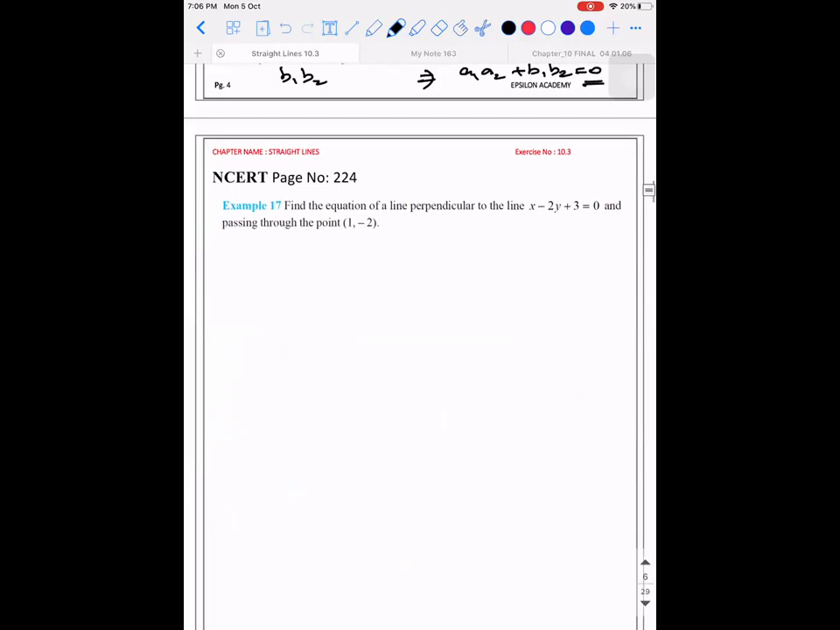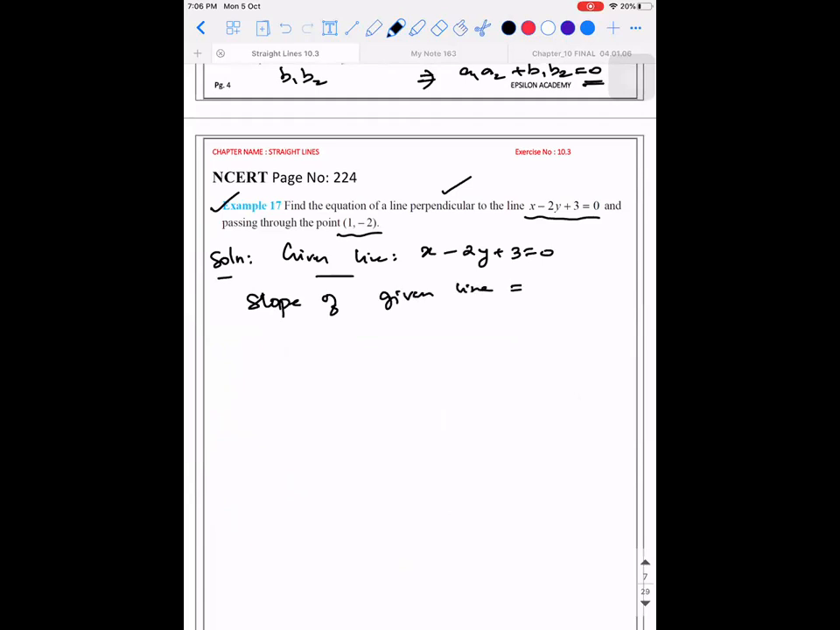Listen, one last problem for today. Find the equation of line perpendicular to this line and passing through the point 1, minus 2. So, what is the given line? X minus 2y plus 3 is equal to 0. So, what is the slope of given line?